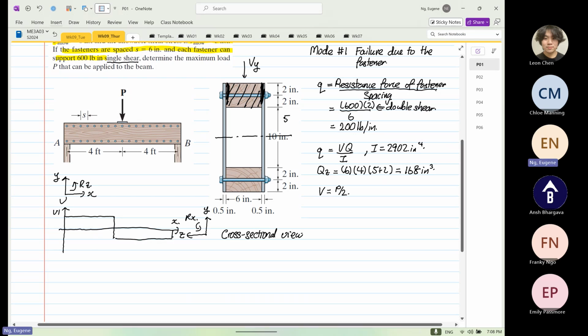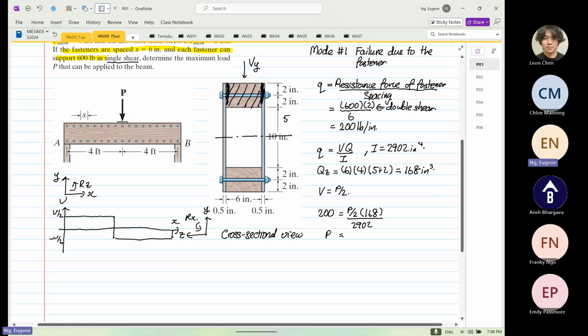And we know that this is V over 2. Over here is minus V over 2. So from here, we know that we have 200 is equal to P over 2 multiplied by 168 divided by 2902.